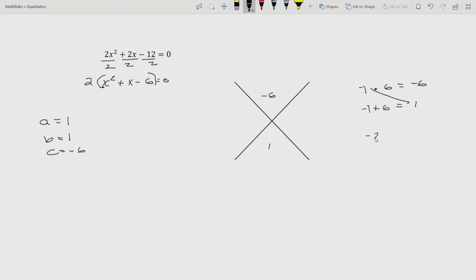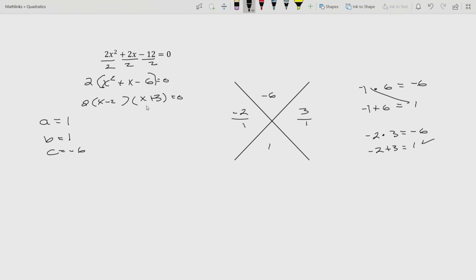Let's try negative 2 times 3, which will give us negative 6. But if I add negative 2 plus 3, that gives us a positive 1, so that works. So now we have negative 2 and we have 3. So look, our A is 1. We want to divide that by 1. So our two factors are going to be, don't forget we still have 2 on the outside, 1x minus 2 and 1x plus 3 equals 0.